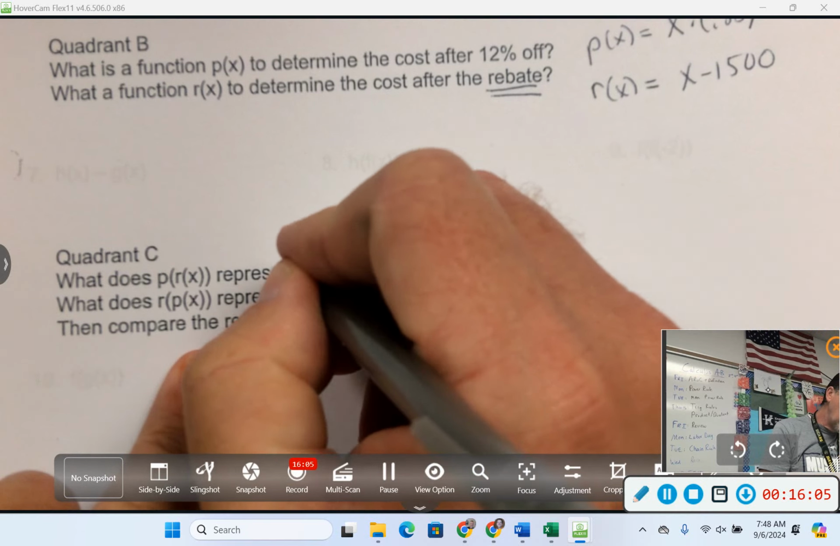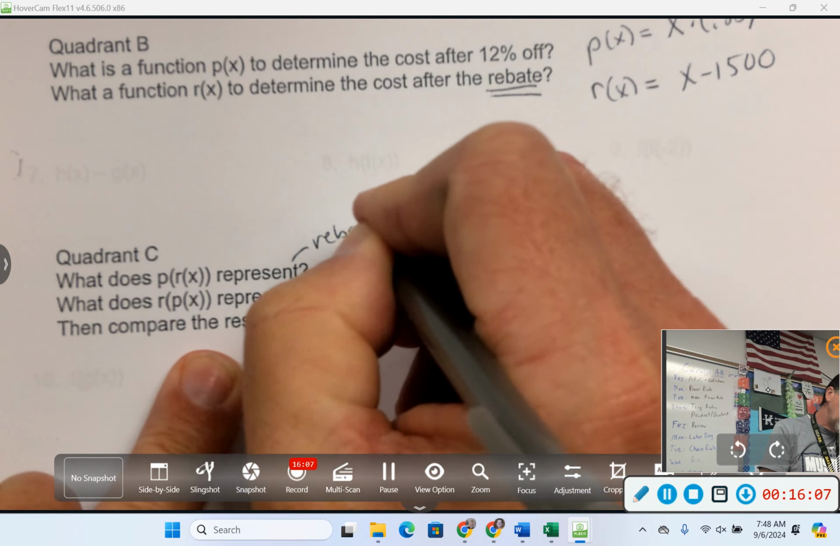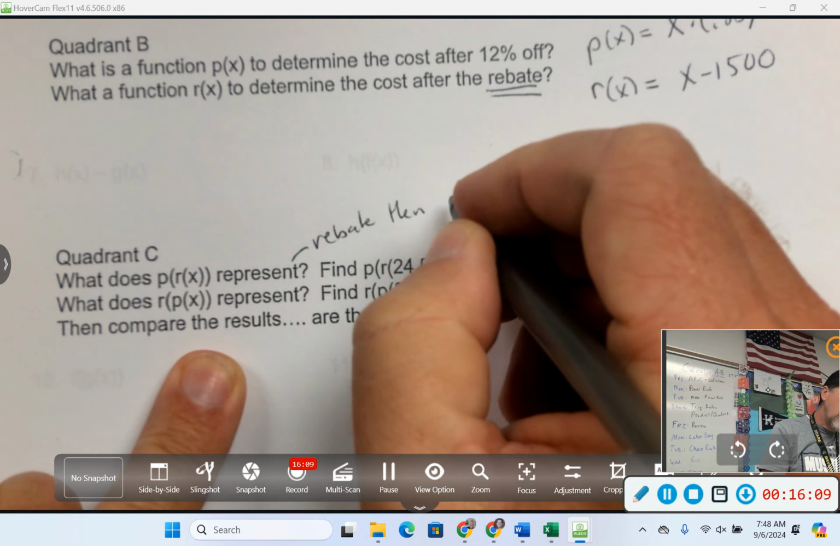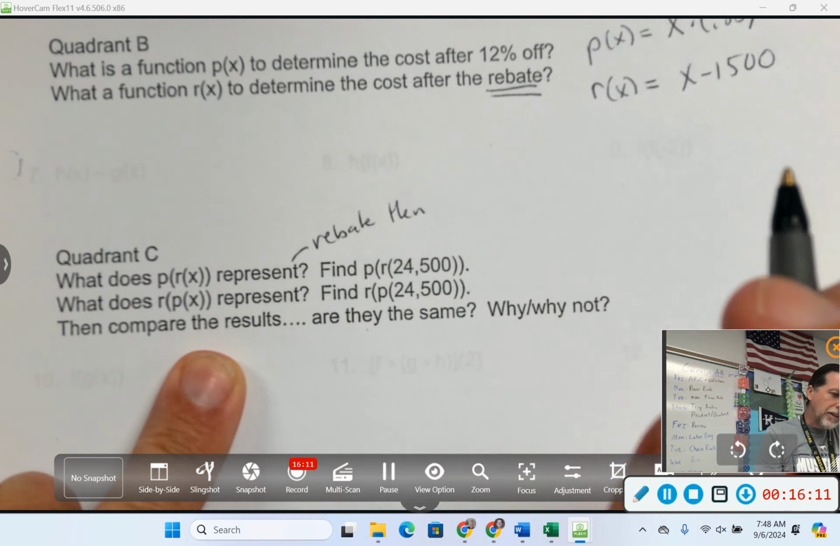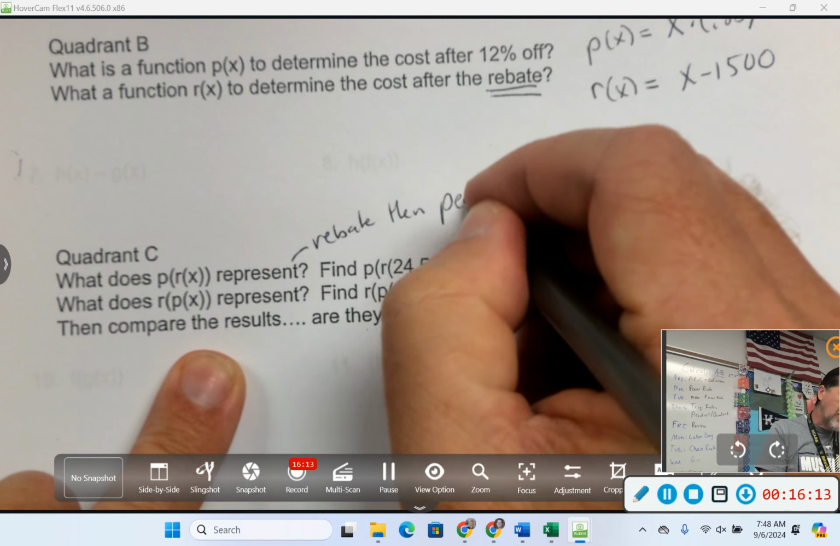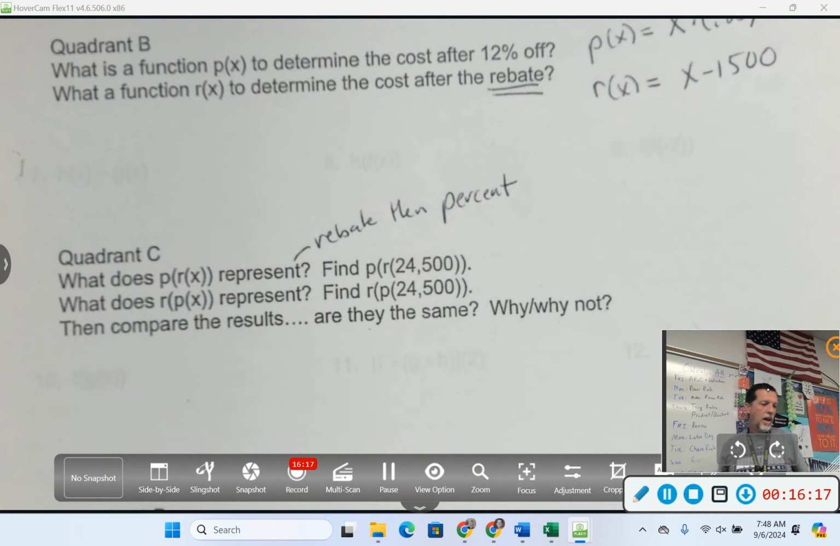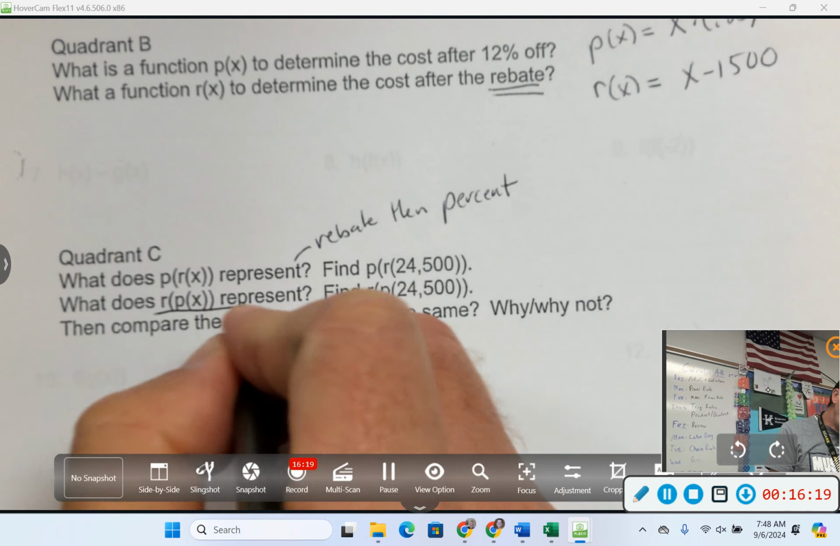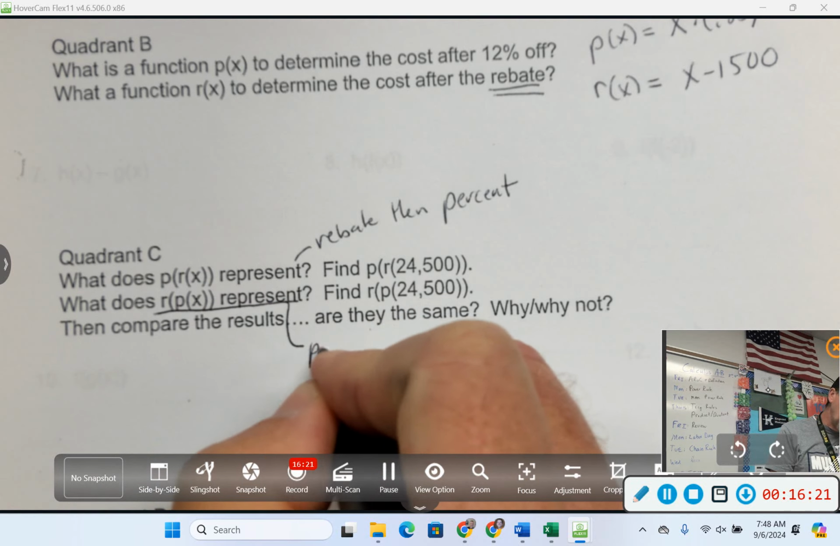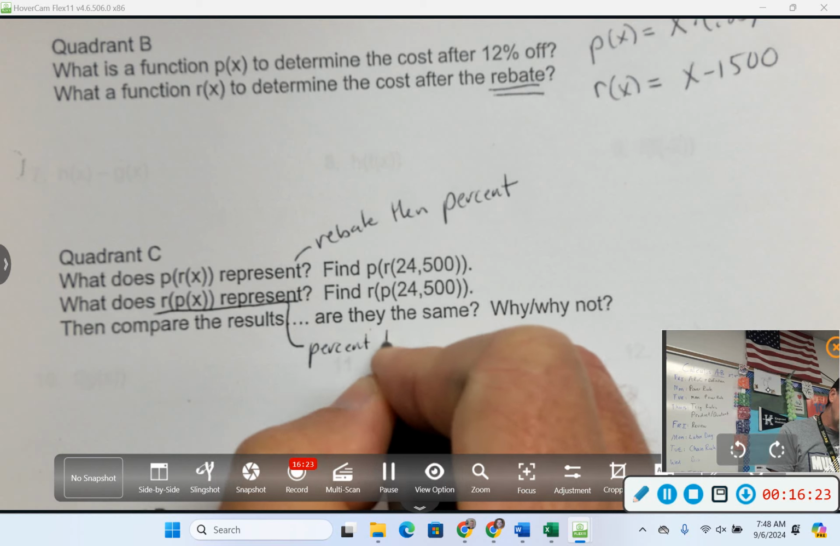So what does that represent? It represents rebate, then, what do we call that other one? Rebate, then percent, I guess. Rebate, then percent off. As opposed to R of P of X, that represents percent, then rebate.